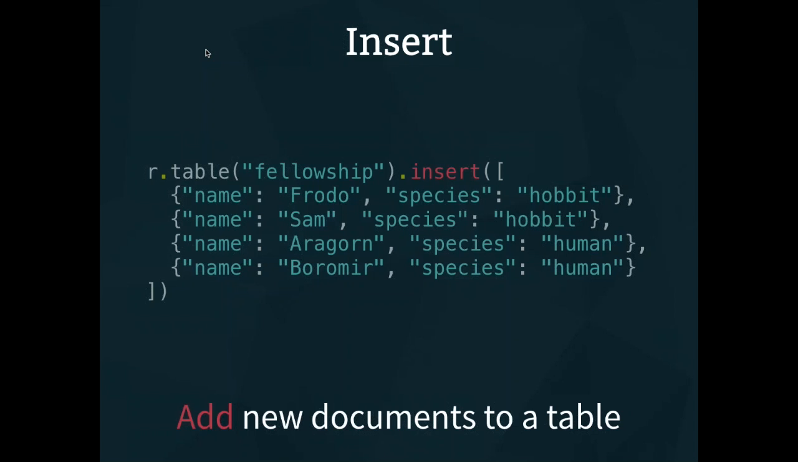So here's 3 samples, starting with an insert operation. We have our table reference. We've got a table called fellowship. We're going to insert all of the members of the fellowship from Lord of the Rings. So when we call insert, we're just adding new documents, and we just pass a set of JSON objects. Each of those JSON objects becomes a document in the table.